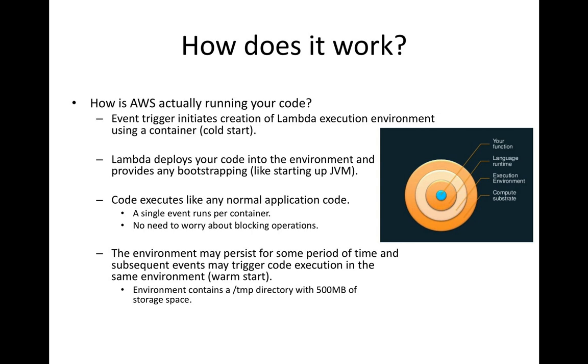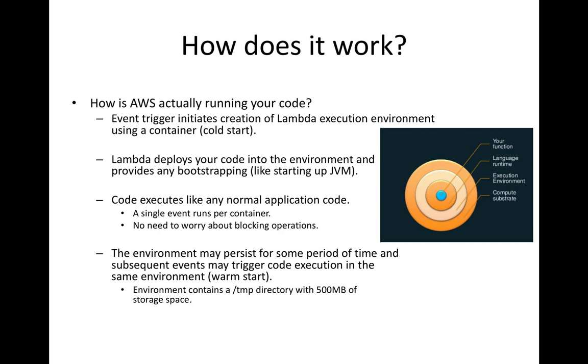Well, there's no real magic happening behind the scenes. What's actually happening is that when an event triggers a Lambda function, AWS is creating a Lambda execution environment using a container. So we've already talked about containers in this course, and this is a key area where containers are being leveraged. Every time a Lambda function is triggered, a container is created, and a container will run. And when a container is created, we call that a cold start.